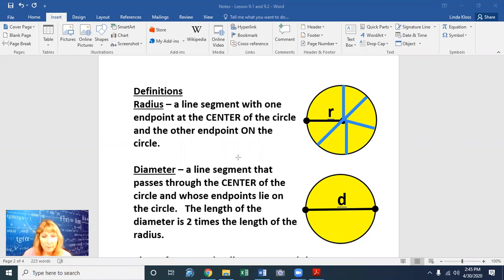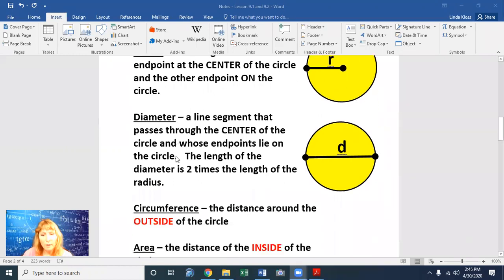Diameter is a line segment that passes through the center of the circle and whose endpoints lie on the circle. The length of the diameter is 2 times the length of the radius, and that will be important to know. So we could have multiple diameters just like we could have multiple radiuses. As long as they pass through the center of the circle, they are a diameter. Okay, any one of these different directions could be a diameter. They're all going to have exactly the same length.